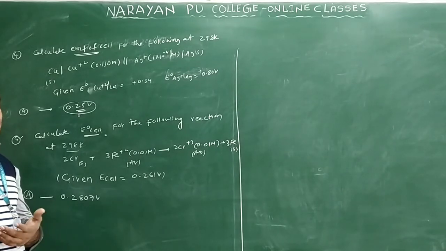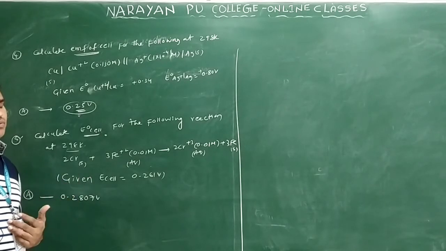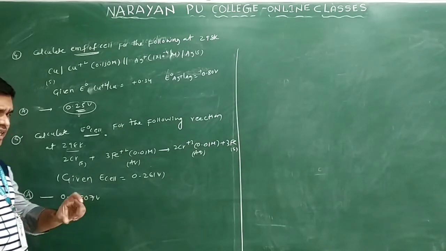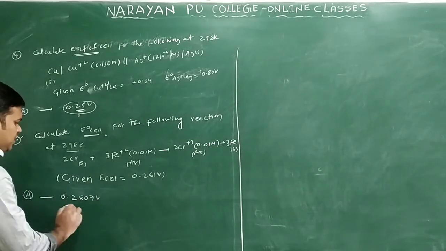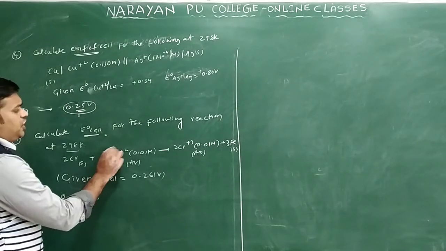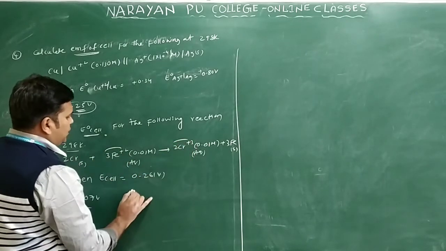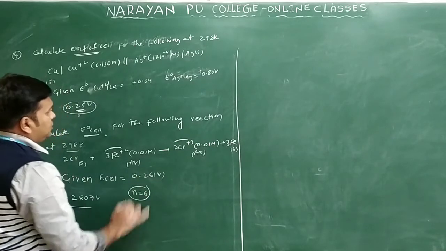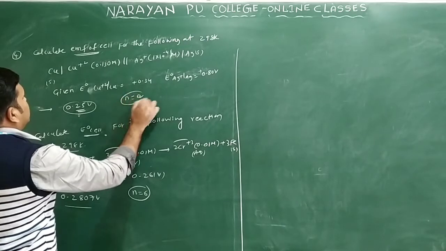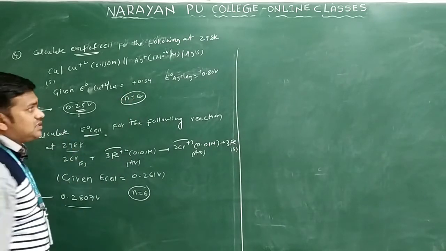E naught cell is equal to E cell plus 0.059 by n into log of the concentration of the product by the concentration of the reactant. Change that around and you will get the answer, 0.2807. Here, how many electrons change? 3 into 2, 6; 2 into 3, 6. So what n value do you take in this question? N value is 2 you have to take. So solve these two questions.